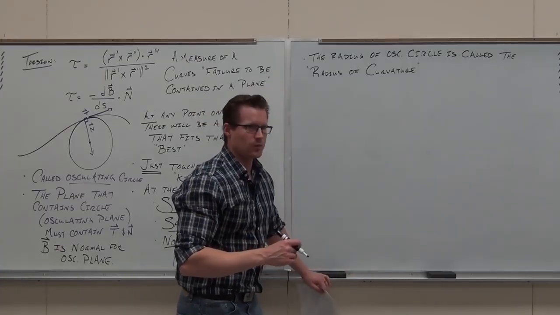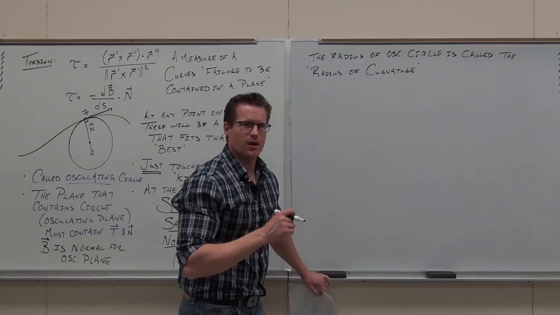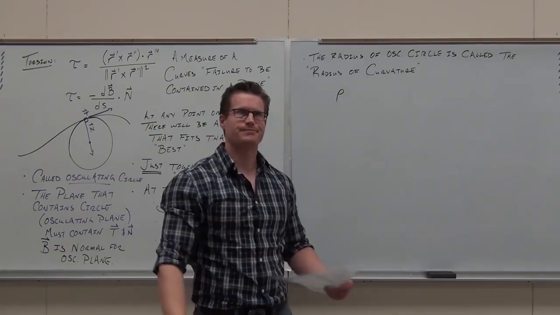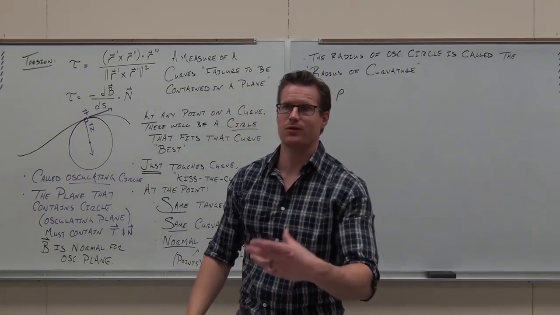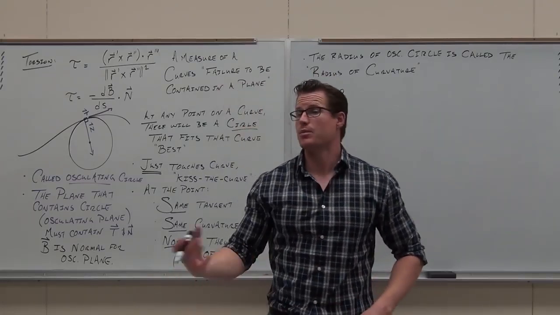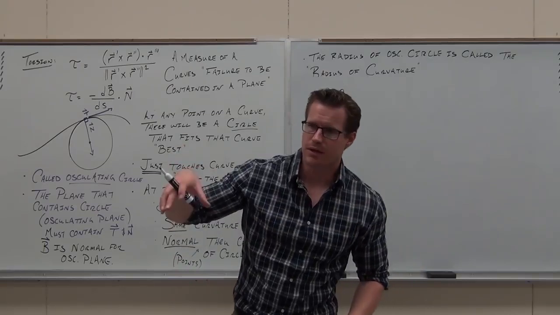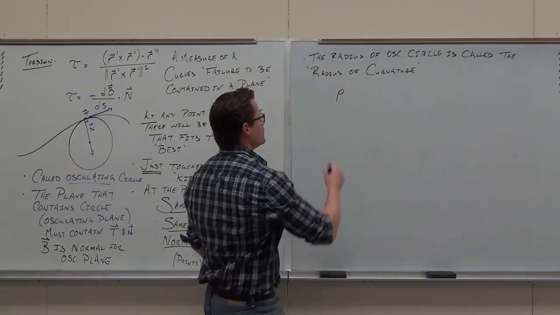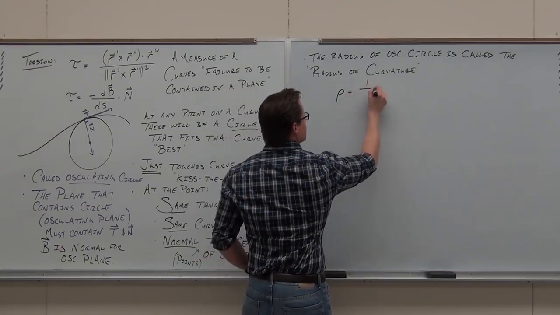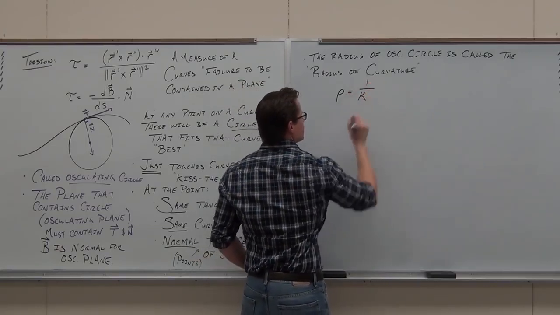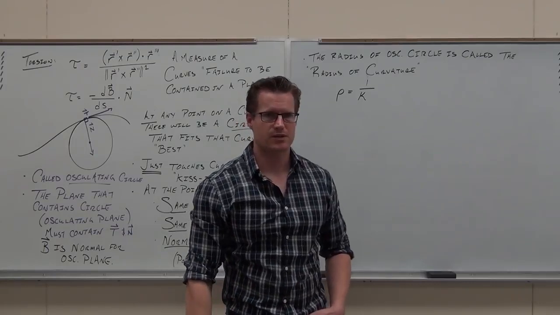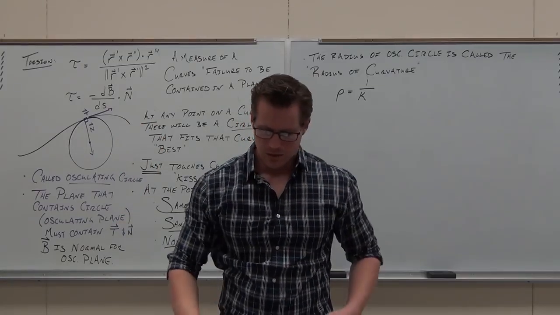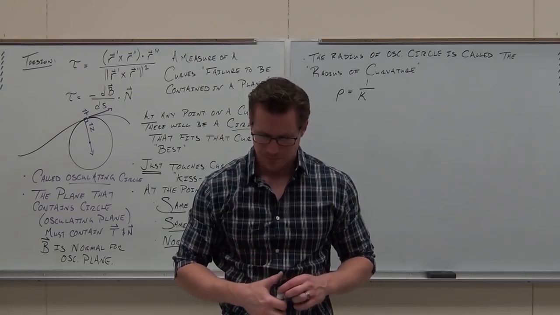Here's why it's horrible notation. The radius of the osculating circle is rho. It's pretty familiar to like spherical coordinates, so it's not very good notation, but that's what we have. We're doing lowercase Greek letters, so we got this rho again. So rho, the radius of the osculating circle, is equal to the reciprocal of kappa.